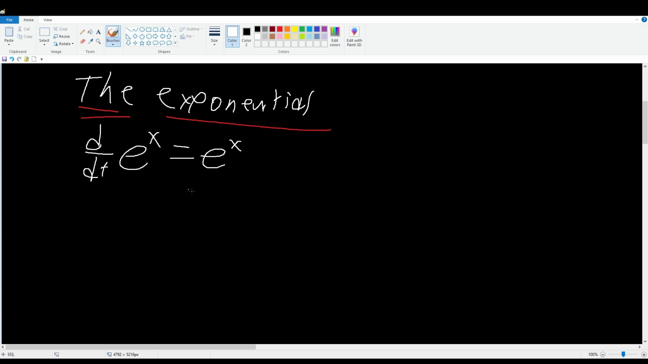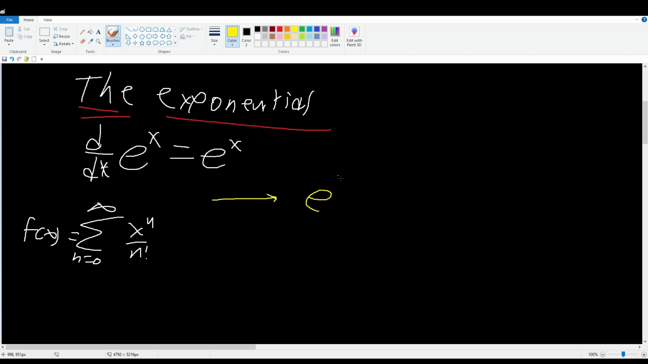And this has a very nice consequence with Taylor series: the Taylor series for e to the x is just given by this, because it's its own derivative at all times. So you can just plug in, and this always works.